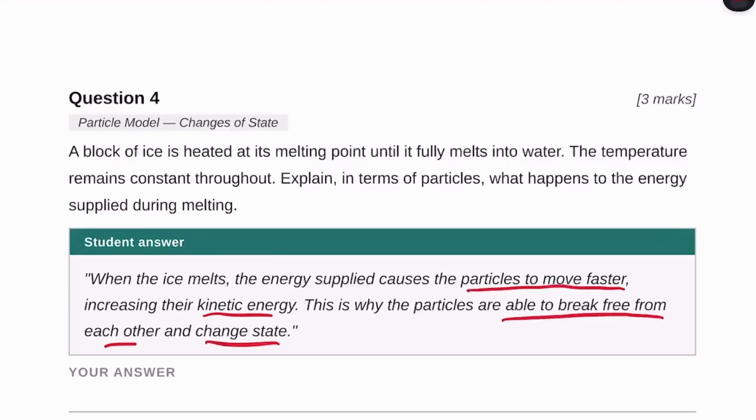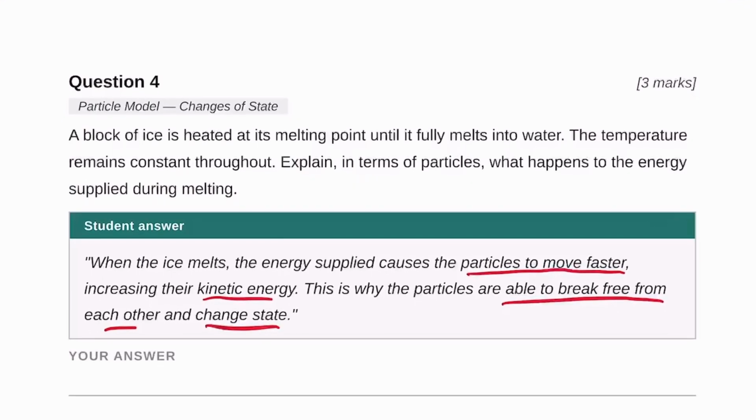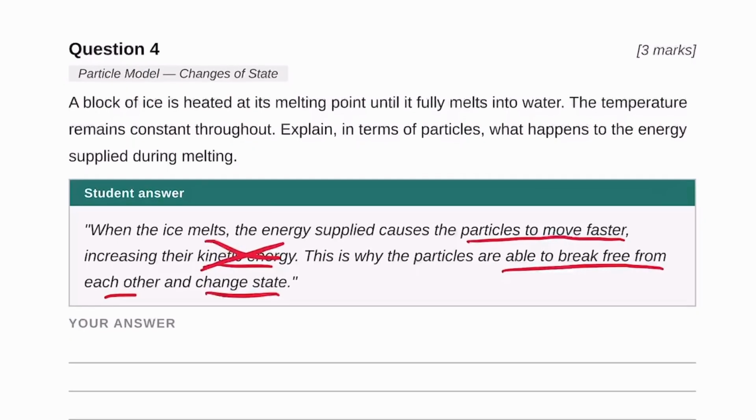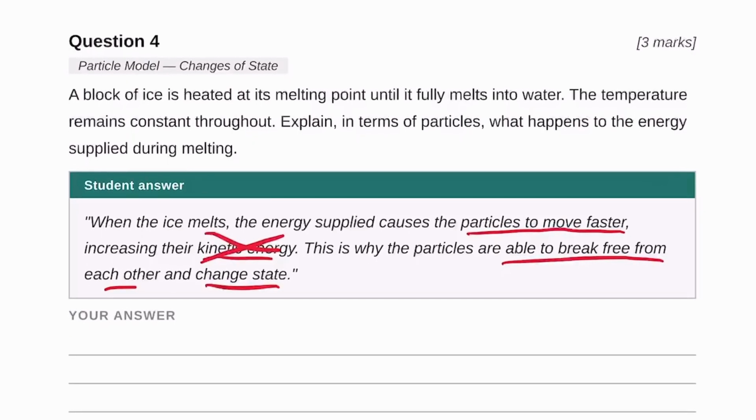So what's the mistake here? What did the student do wrong? Well, it's this term here where they say that the kinetic energy is what is increased. The key point in the question is that it says the temperature remains constant throughout. Now if the temperature remains constant, then we need to know that the kinetic energy of particles and their temperature are directly linked.